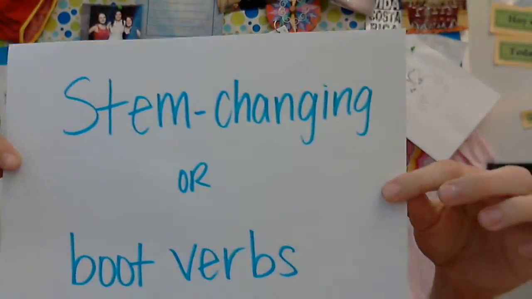Today we are going to focus on stem changing or boot verbs. Some of you have already seen it. In fact, we've already done a verb like this, tener. Tener means to have. If you think about it, you have already conjugated this in a stem change. Tengo, tienes, tiene, tenemos, tienen. There are three other kinds of stem changers: E to IE, O to UE, and E to I verbs.